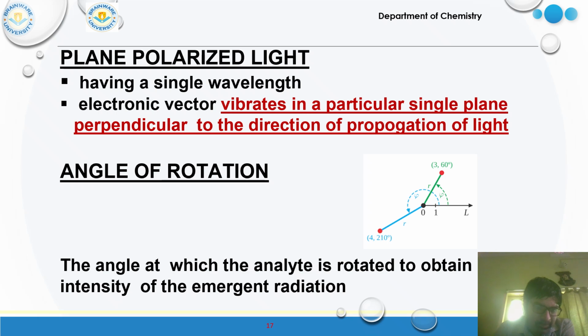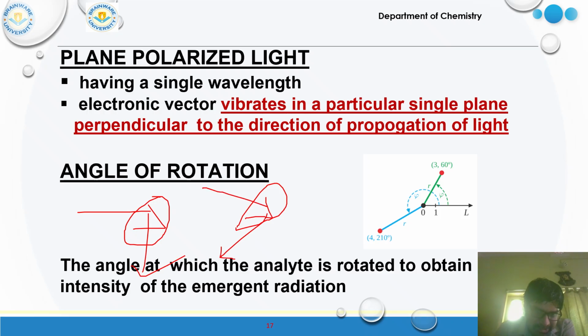So, what is angle of rotation? Very simple. Let us consider a molecule. The light is coming and it is reflected. Now we change the molecule by some angle. Then obviously the incident angle will change and the reflected angle will also change. Again, if we change the angle of rotation, the incident angle and the reflected angle will change. Obviously, it will remain perpendicular.